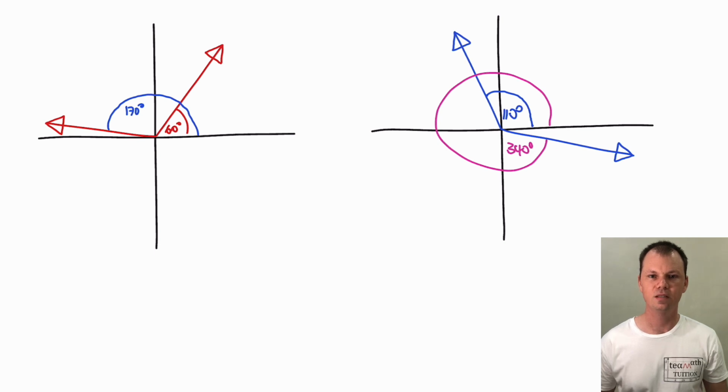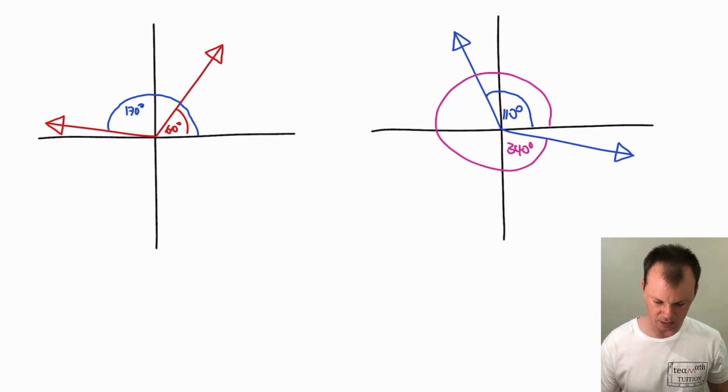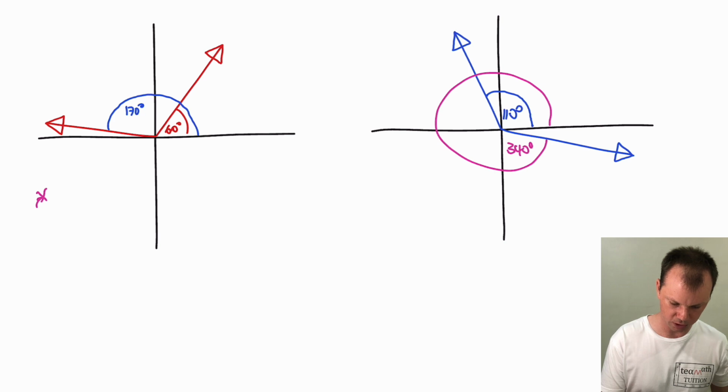Hi, in this video we're going to look at calculating the angle between two vectors. So we're going to start by looking at vectors given in polar form, or given with their magnitude and direction. So I've got two pictures here. Let's work on the left one first.